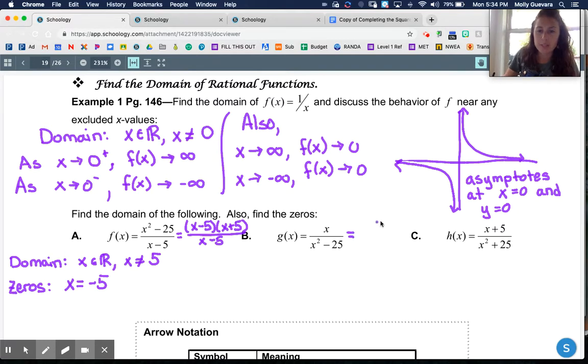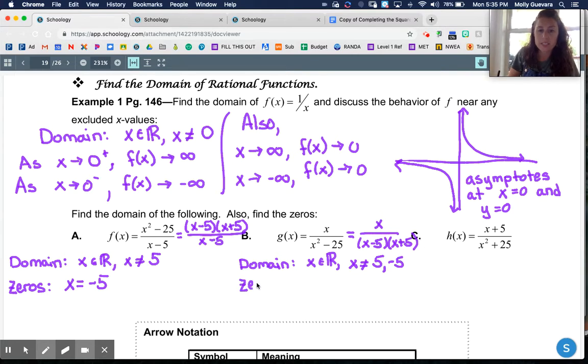Okay, for g, I'm going to do the same thing. Can't factor the top, but I can factor the bottom. So that's x minus 5, x plus 5. And let's look at my domain. So domain is x is in the set of all real numbers, and x cannot equal anything that makes the bottom 0, which in this case is 5, right? Positive 5, and also negative 5. I can't have either one of those two because that would make the bottom 0.